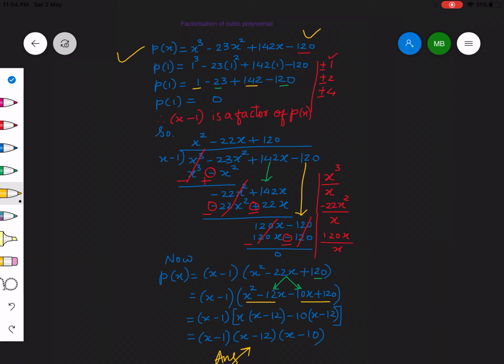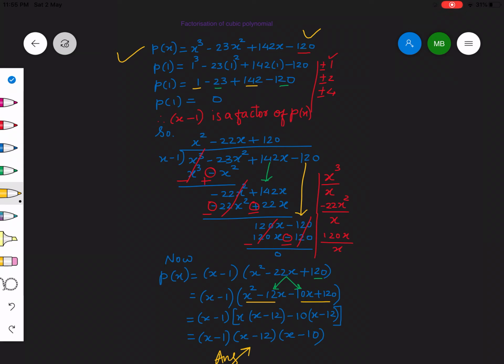What if we didn't get it, like p of 1 is not 0? In that case, we'll try with p of minus 1. If that is also not 0, we'll try with p of 2 and then p of minus 2. But then intuitively you will get to know that okay, p of 1 is 0 or p of minus 1 is 0. By looking at the polynomial, we can do some quick mental calculations, and we will intuitively get to know. You don't have to go for trial and error so many times, you'll get to know, right?